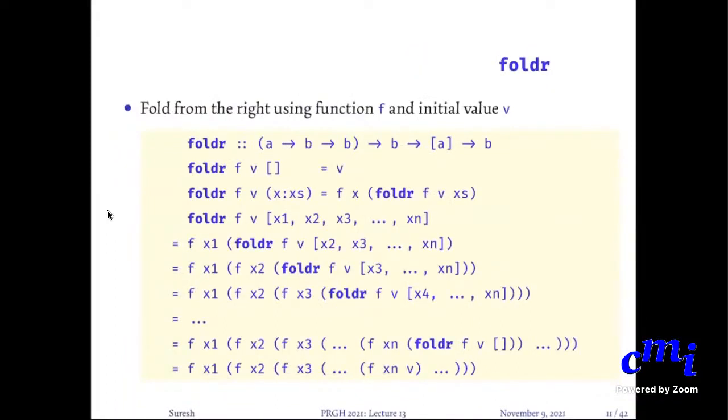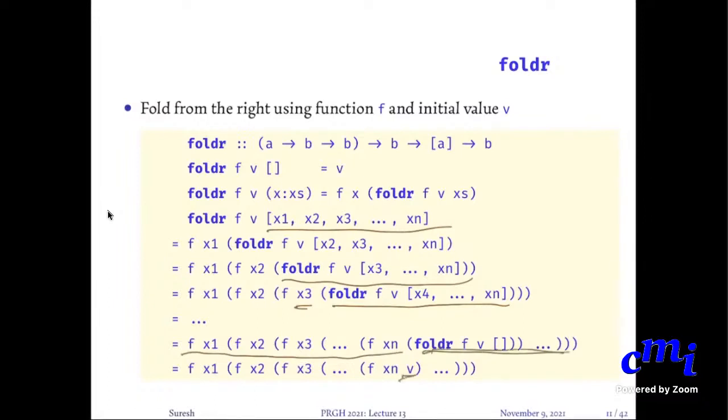recall that if you do foldR f v of x1, x2, dot dot dot till xn, you will first make a recursive call and then combine with x1. But that itself involves making a recursive call and then combining with x2. This itself involves making a recursive call and then combining with x3, and so on and so forth. Ultimately, you will have a chain of combinations that are pending. You want to combine using f, but that's all pending till the final recursive call returns. The final recursive call will return the value v, and then you will slowly compute your result. So there is a chain of pending combines that are waiting till the final recursive call comes back.